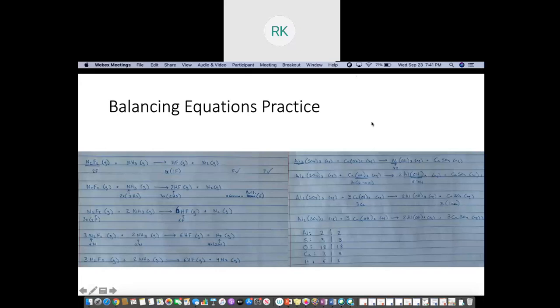To get the total number of atoms, you multiply the subscript by the coefficient. Why not add them? I'm trying to look at an example quickly.